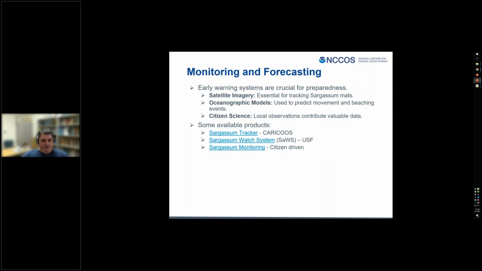Luckily, people have not been just sitting idle in the face of the Sargasso issue. There are several ongoing and developing efforts to monitor and forecast inundation events using satellites, ocean circulation models, and citizen science. Here's an example of just 3 of these available products. Do note that I'm not using any images in this case, as I don't want to appear to endorse any particular product.